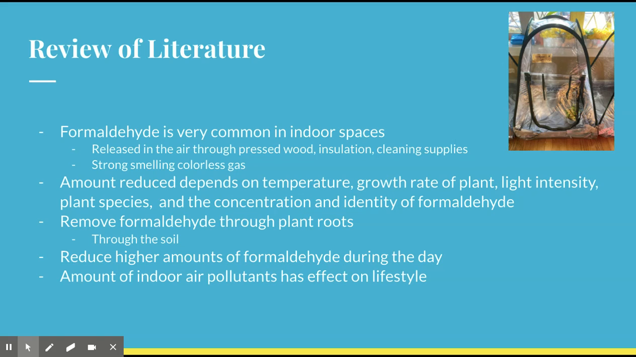Review of literature. If you don't know, formaldehyde is a common indoor air pollutant that is a strong smelling, colorless gas. Formaldehyde is released through pressed woods, home insulation, and cleaning supplies. The amount of formaldehyde reduced depends on the temperature, growth rate of the plant, light intensity, plant species, and the concentration and identity of formaldehyde. Make sure to put your plants in the sun to get its full effect. Formaldehyde is reduced through the roots.